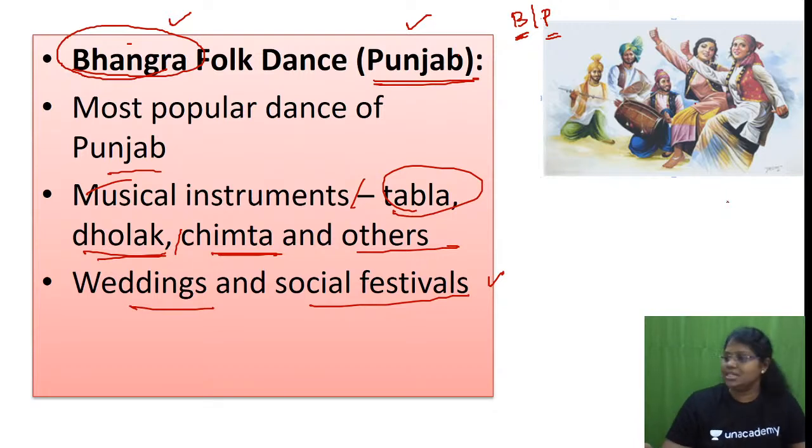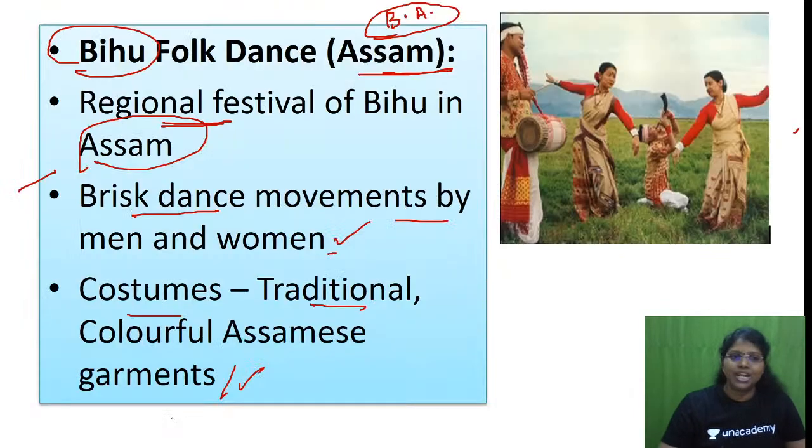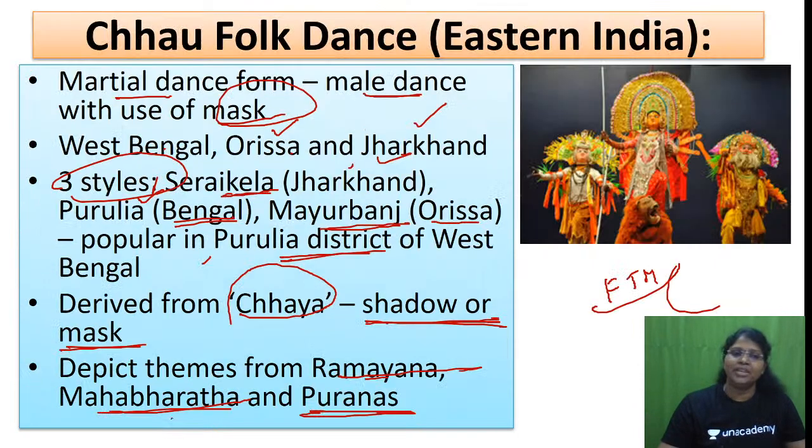Bhangra, Punjab. Garba, Gujarat. So try to have a list. In Punjab itself, we have altogether three folk dances. In Gujarat, again, we have three. Okay, Bhangra, Punjab. Garba, Gujarat, G to G. Bihu, Assam.